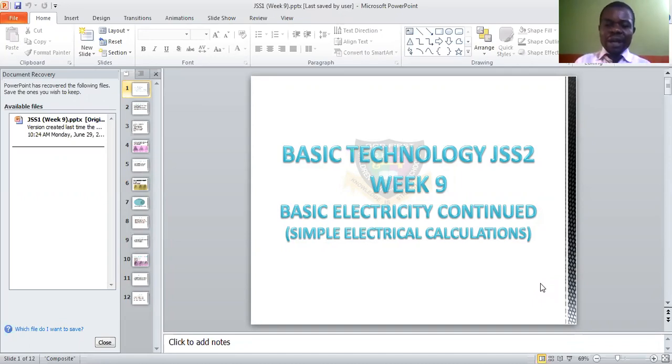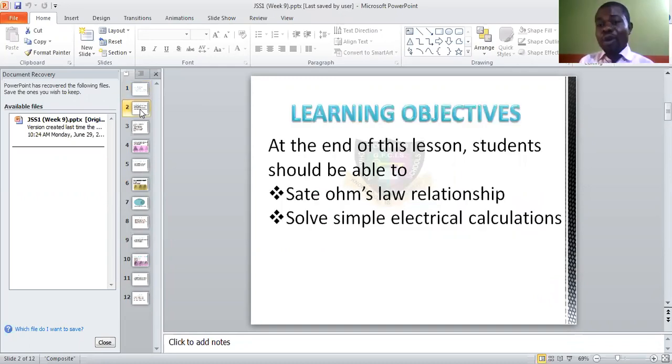Before we go further, I share the objectives with you. At the end of this lesson, you should be able to state Ohm's law relationship. Another one, solve simple electrical calculations. When we say simple, it means because you are still at the basic level, you have not gone too far. That is the foundation level, just JSS1. By the time you move further, you begin to solve more calculations. But for now, we're looking at simple electrical calculations.